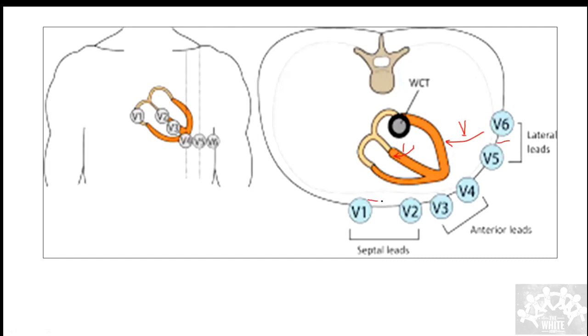So here and here, V1 and V2, what is going to happen? Is it going to be positive or negative, V1 and V2? Yes, good. Very good. So it is going to be positive, correct. So that makes this a small R wave. So there is going to be an R wave.